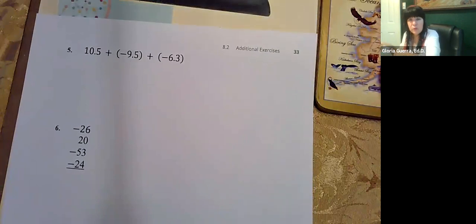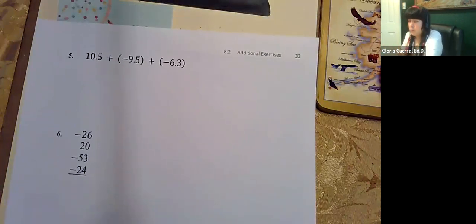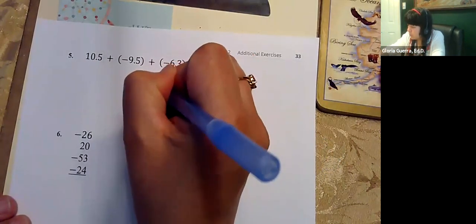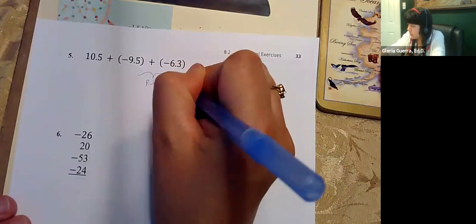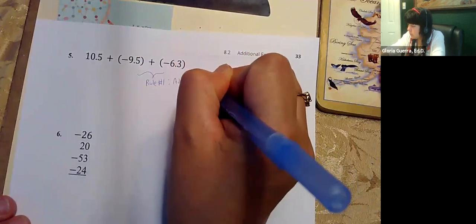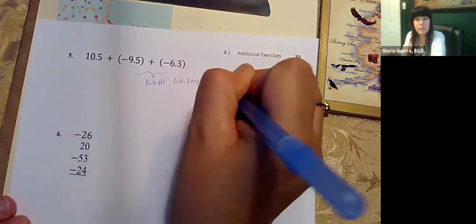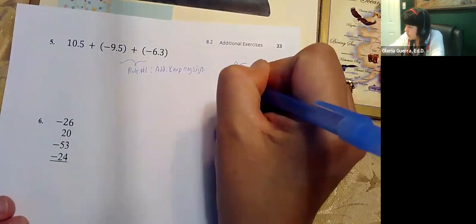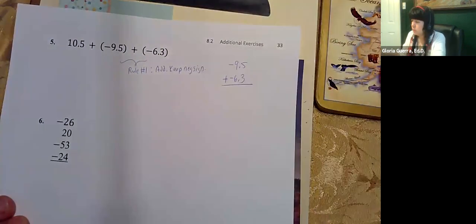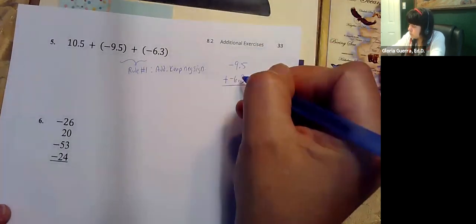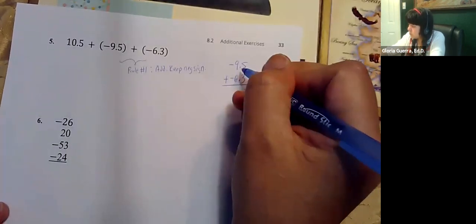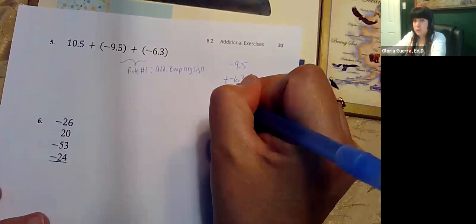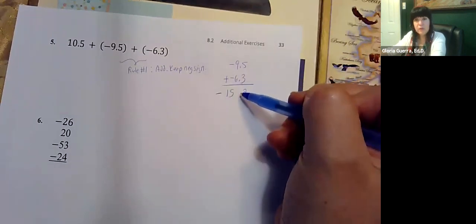Okay. And so here, when you do a problem like number 5, I would add up all the negatives. See these negatives here? That is rule number 1, right? That tells you to add them up and keep the negative sign. So you want to add those up, line up your decimal points, add those up, use your fingers, keep your negative. So when you add these up, that gives you a negative 15.8.